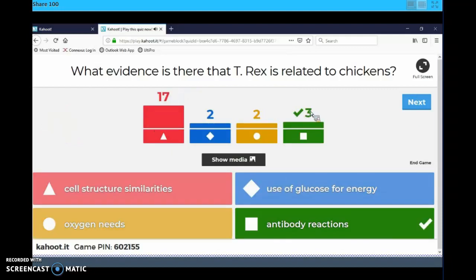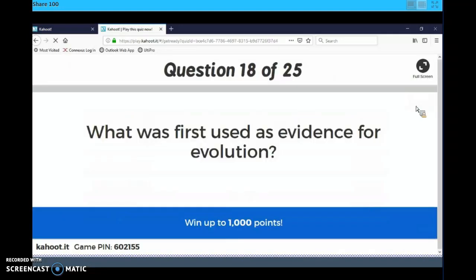They have antibody reactions that have shown this. So those are proteins, and how the proteins react shows that these two are closely related, the birds and reptiles, the T. rex and chicken.